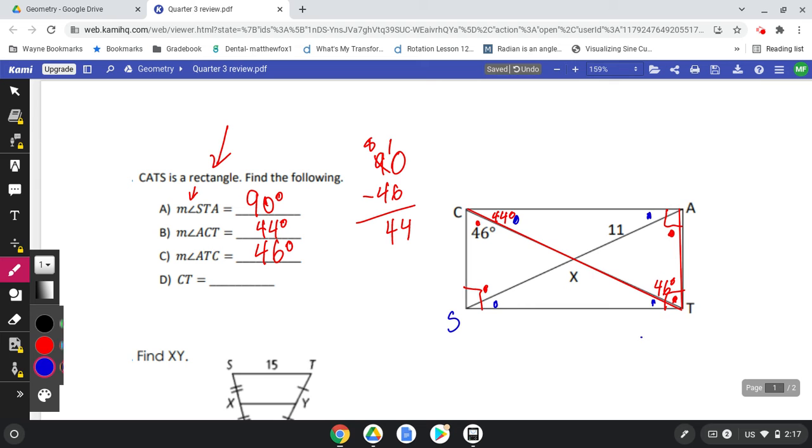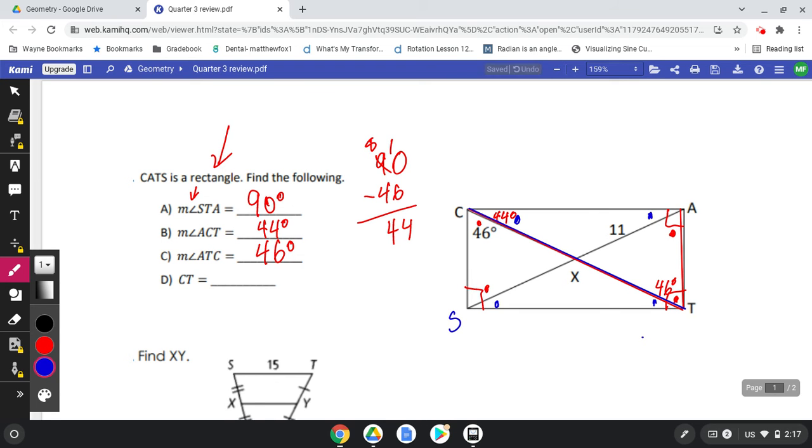All right, the final question on this problem is, what is CT? So what is the distance from C over to T? What is that diagonal? We know on a rectangle that the diagonals bisect. We also know the diagonals are the same. So if this side is 11, we also have 11 here. The diagonal is 22, 11 plus 11, both diagonals would be the same, and we are done.